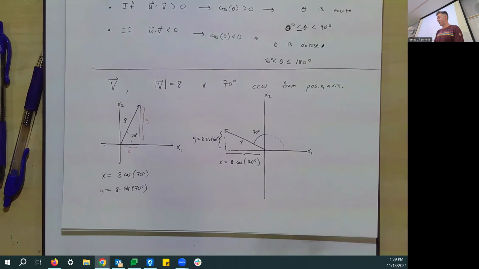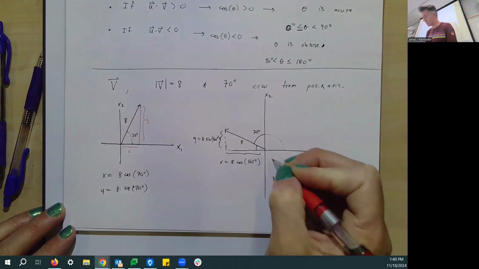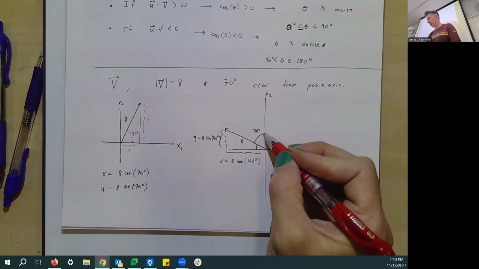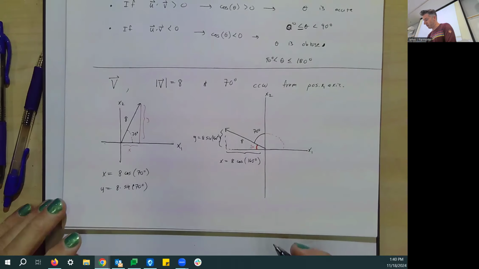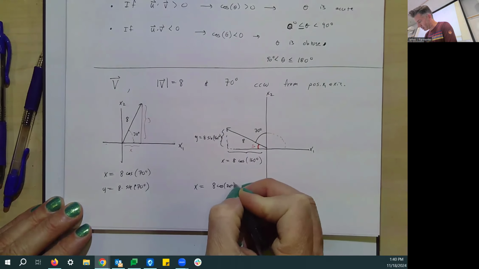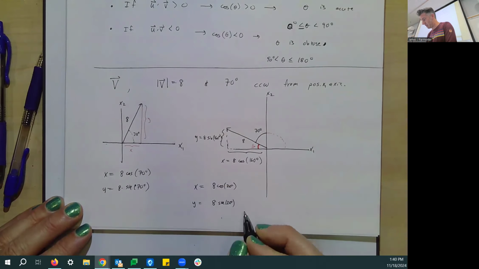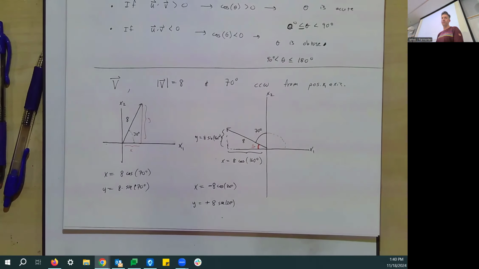Alternatively, if you prefer a different way of doing this, you could think of the reference angle. What is a reference angle? It's the angle you measure to the nearest x-axis, the acute angle. So if this is a 70-degree angle here, this better be 20 degrees here. So you could say, alternatively, that the x value is going to be 8 times cosine of 20 degrees. The y value is going to be 8 times sine of 20 degrees. But then we need the x value to be negative and the y value still to be positive. You could do it that way too.